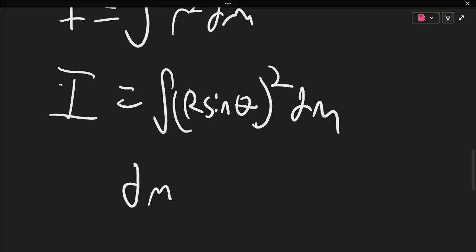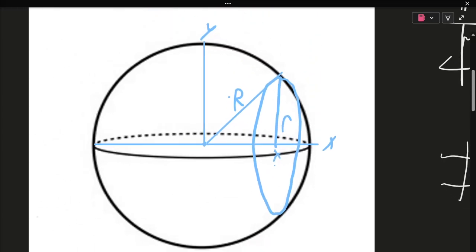Well, dm is a section of mass, so it's actually going to be dA, which is a segment of area, times density. And now you may be thinking, a sphere is a volume, right? Well, not in this case. It's a hollow sphere, so it's actually more like a surface area rather than a volume. It's going to have density based on a surface area.